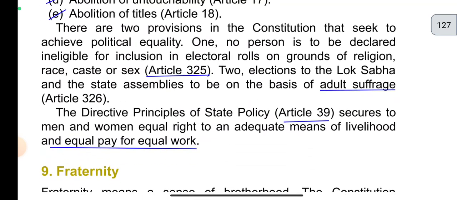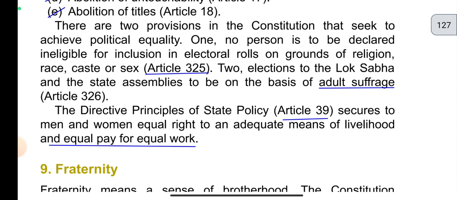There are two provisions in the Constitution that seek to achieve political equality. One, no person is to be declared ineligible for inclusion in electoral rolls on grounds of religion, race, caste, or sex, Article 325. And two, elections to the Lok Sabha and the state assemblies to be on the basis of adult suffrage, that is Article 326. The directive principles of state policy, Article 39, secures to men and women equal right to an adequate means of livelihood and equal pay for equal work.